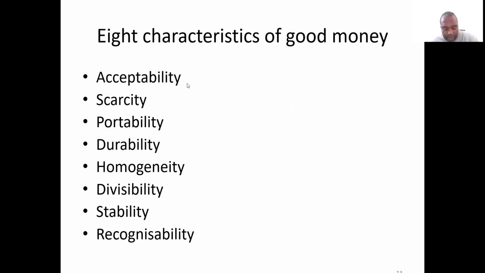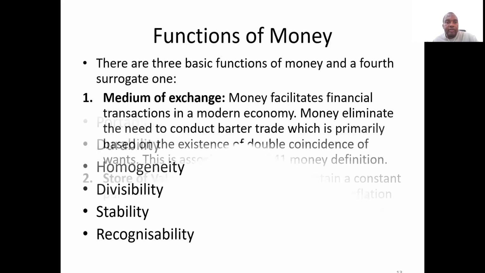There are 8 characteristics of good money, which are: number 1, acceptability; number 2, scarcity; number 3, portability; number 4, durability; number 5, homogeneity; number 6, divisibility; number 7, stability; and number 8, recognizability. So good money has to have all of these characteristics. If one of these characteristics is missing, it becomes a problem for money to be used for transaction purposes. So it's very imperative that all good money, ladies and gentlemen, contains these 8 attributes of good money. The 8 attributes of good money are very critical for money to be considered money.